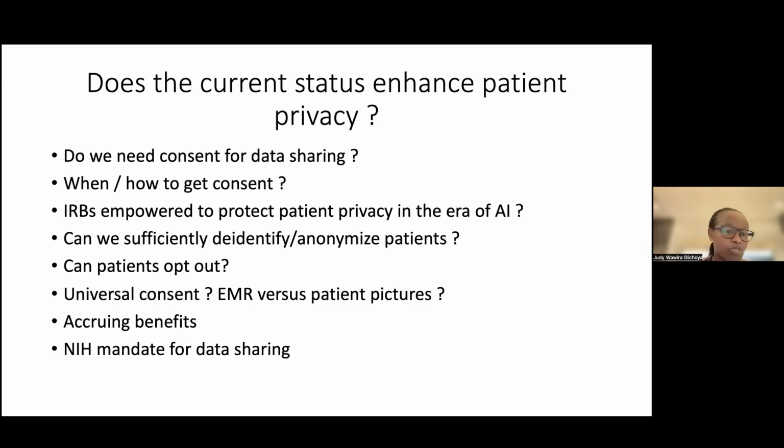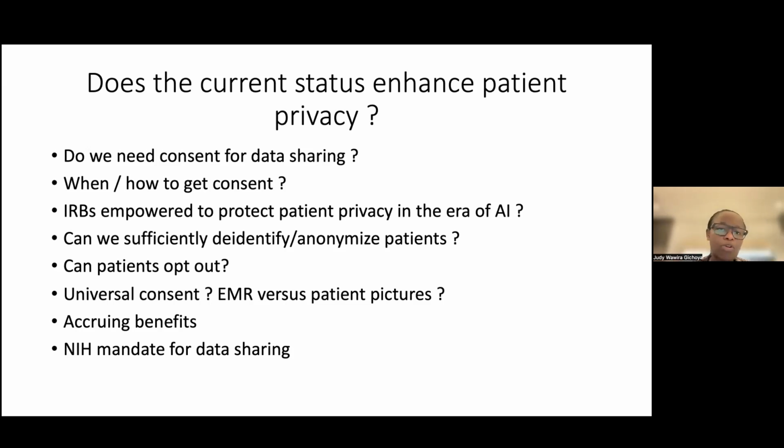The first one is, do we need consent for data sharing? And when and how do we get consent? So I've gone to the hospital and I get 8 papers to sign. I'm sick. I'm going to sign those papers because there's really not much of an option. Do we think that this is sufficient? How do patients opt out? Quite a lot of work has been done to empower IRBs to protect patient privacy, especially in the era of AI. And can we sufficiently de-identify or anonymize patients so that we can apply AI algorithms on their data for training or for testing? And can patients opt out? Maybe they found out a few weeks later that this is not what they really wanted.